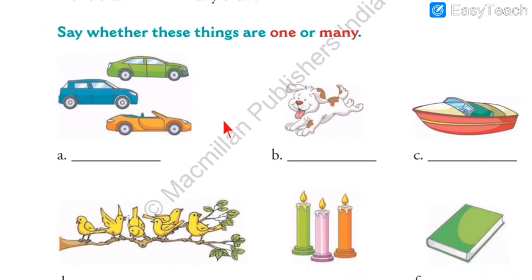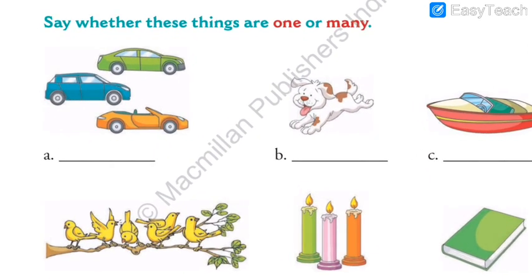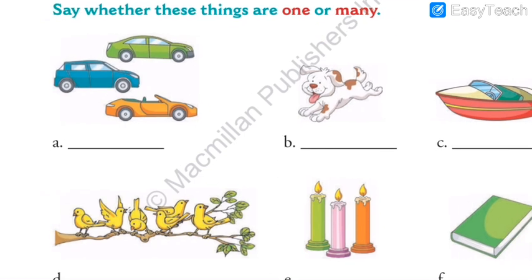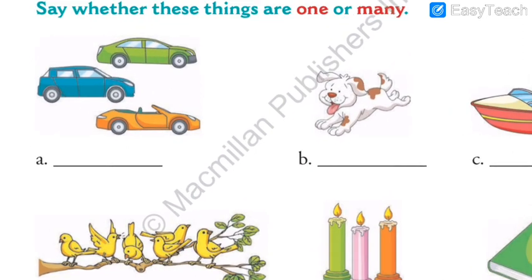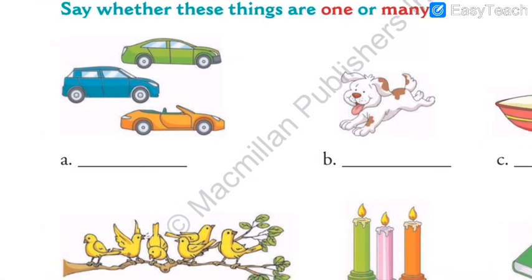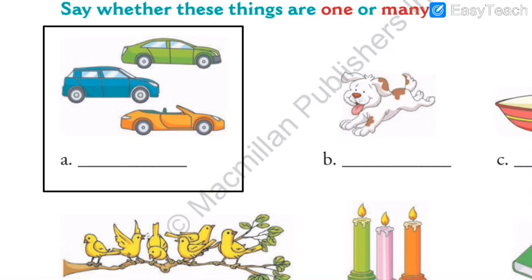Now, a very funny, very easy kind of exercise is here in front of you all. Say whether these things are one or many. You just need to see the picture and fill in the blank with one or many. If the thing is one and only exactly one, you need to say one. If more than one, then many. Now in the first picture, you can see cars. I can see clearly that there is not only one car, there are many cars, isn't it? 1, 2, 3. Three cars are there in the picture.